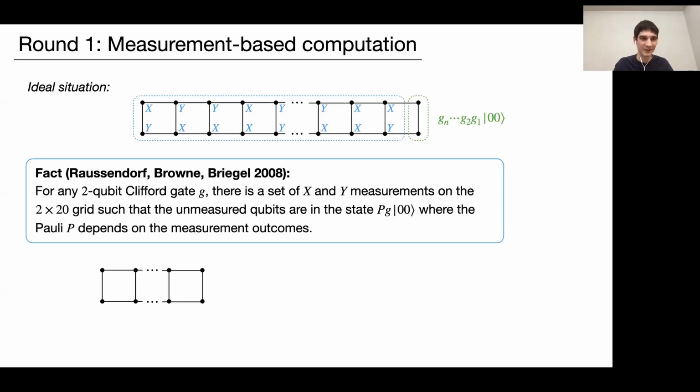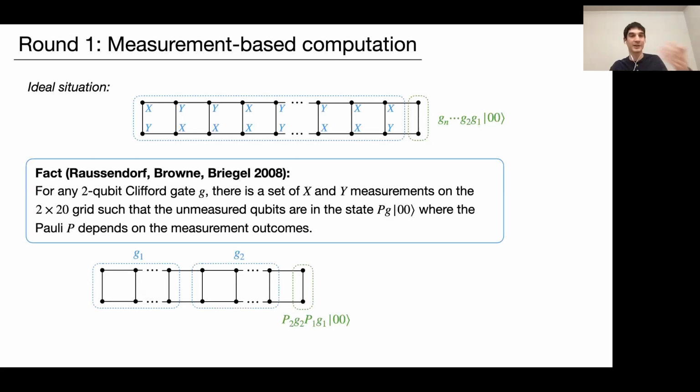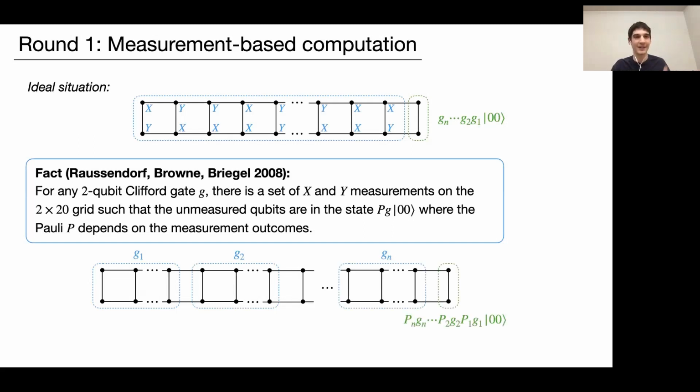So pictorially, imagine we had this 2x20 grid here. There's some set of measurements on the first 18 qubits that you can make that correspond to the application of G. And after you've done that, you have the state where you've applied G, but you've accidentally applied this Pauli term as well. And what you can do is take this fact and apply it iteratively over and over again to this chain. So you can do it, and then you can apply the second gate, and so on up until you've applied G1 all the way up to Gn.